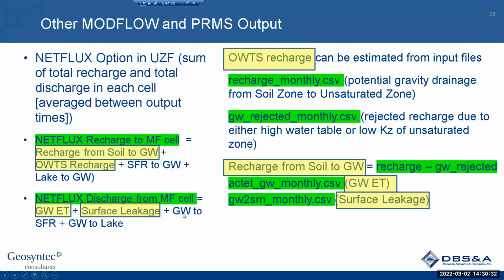If the cell is an SFR cell, we first can calculate these two from PREMS output, and we have the net flux discharge. The remainder between the net flux discharge and the sum of these two numbers is going to be applied to either an SFR or a lake, depending on whether the cell is an SFR cell or a lake cell.